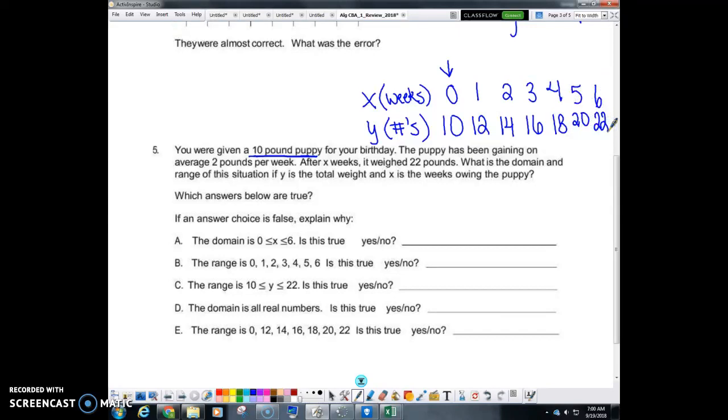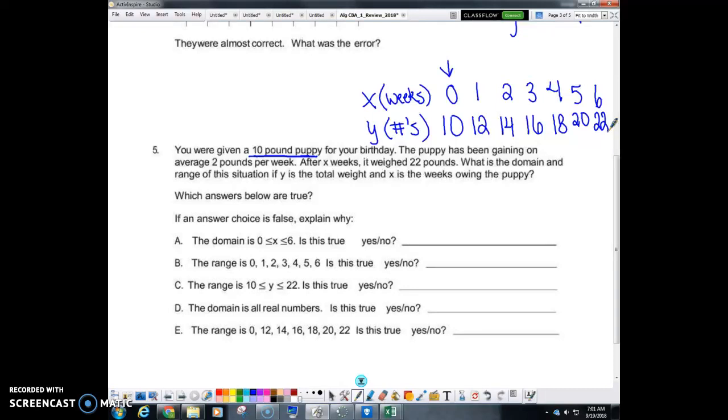Okay. So after X weeks, it weighed 22 pounds. What is the domain and range of this situation if Y is the total weight and X is the weeks owning the puppy? Okay. If an answer choice is false, explain why. The domain is 0 to 6. Is this true?